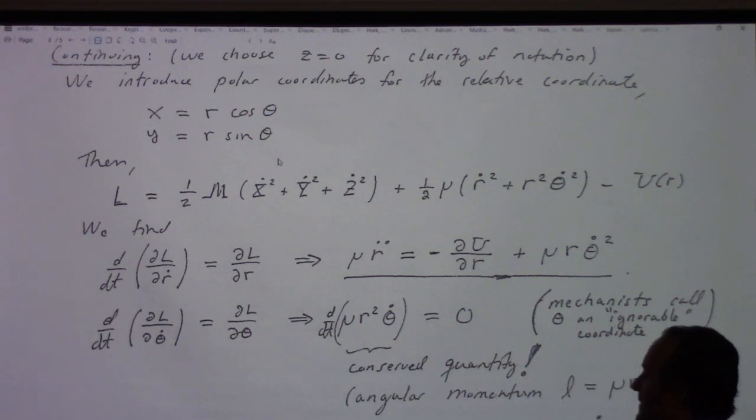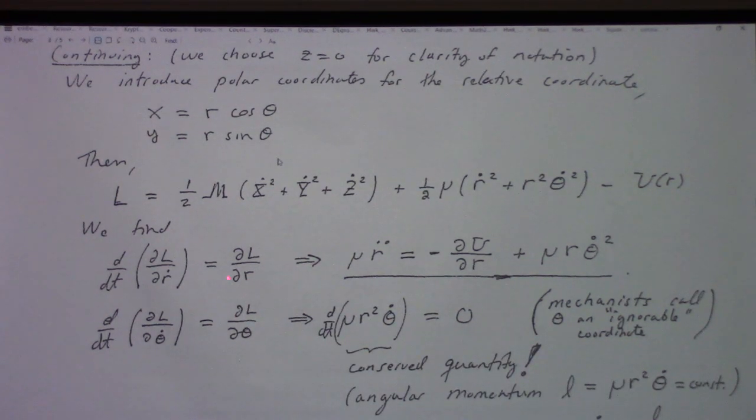So these are the Euler-Lagrange equations for the relative distance between the masses and the angle. And so we get conservation of angular momentum, like this, and this is the radial equation. All right. Mechanists call theta an ignorable coordinate because its conjugate momentum is just constant, right? You can integrate it out.